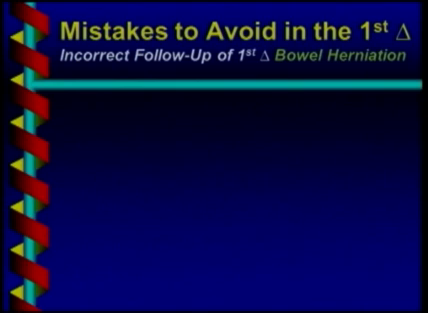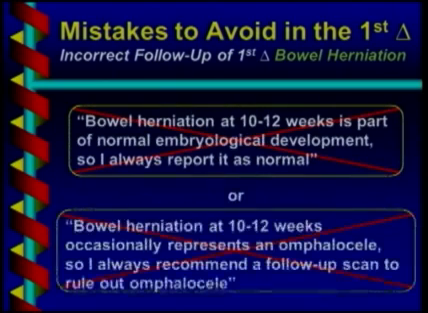Another mistake to avoid in the first trimester is incorrect follow-up of first trimester bowel herniation. Two mistakes you can make here are, one would be to say, well, bowel herniation at 10 to 12 weeks is part of normal embryologic development, so I always report it as normal. If you always report first 10 to 12 week bowel herniation as normal, you'll miss the odd case of omphalocele that comes to you for a 10 to 12 week scan.